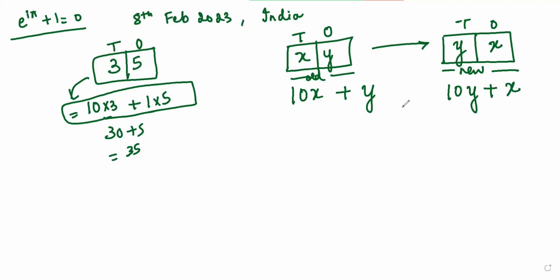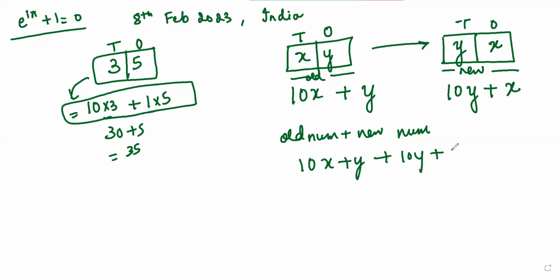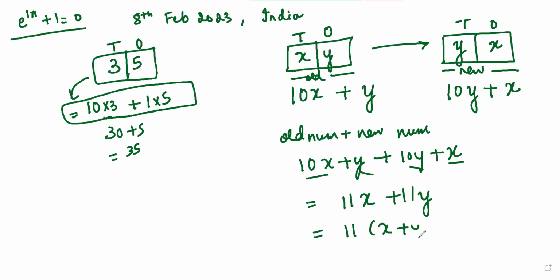Now, if you add the old number plus the new number, let's see what happens. 10x plus y, adding that to 10y plus x. So what do I get? 10x and 1x, like terms you can add, that is 11x. 1y and 10y is 11y. That will be 11 times x plus y.